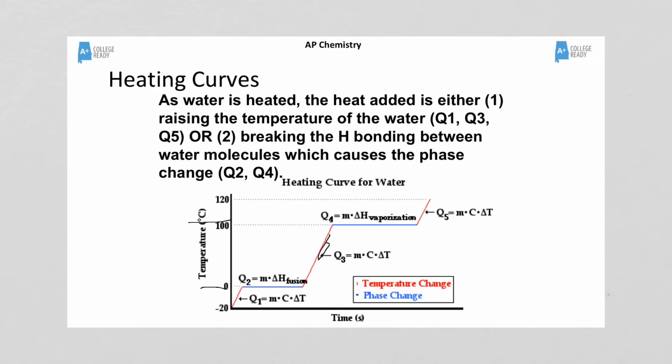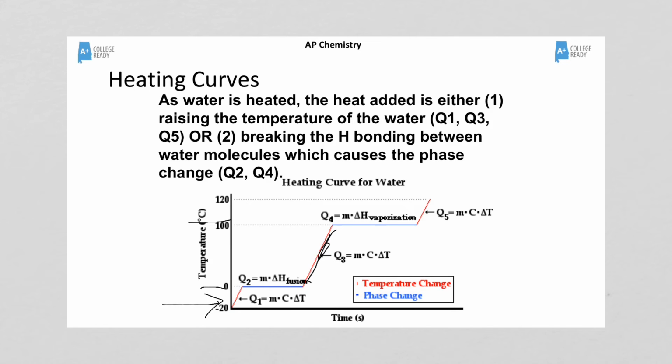A heating curve is another way to use Q equals MC delta T. Notice at the lowest section, where the temperature is the lowest, that is where we're going to have a solid state.